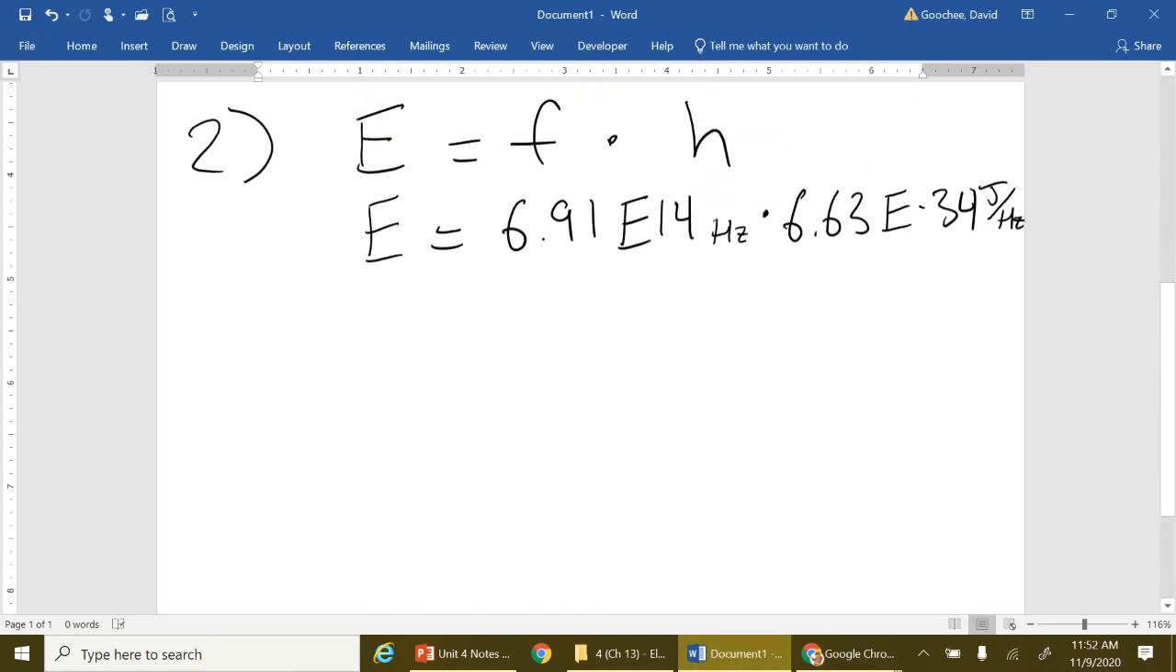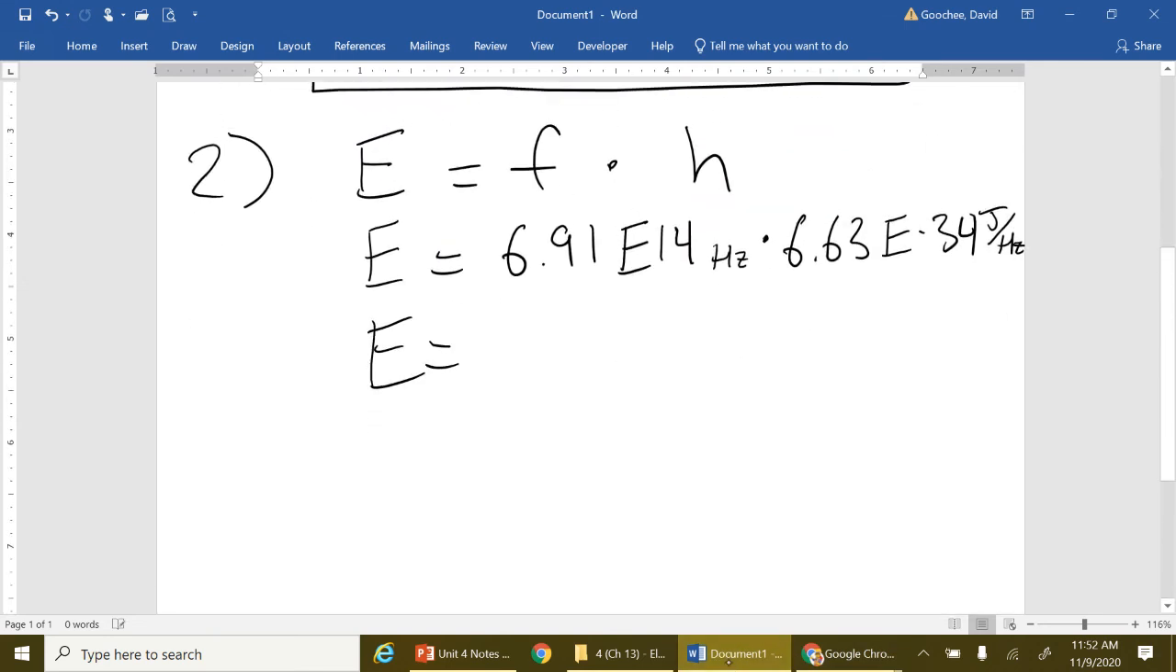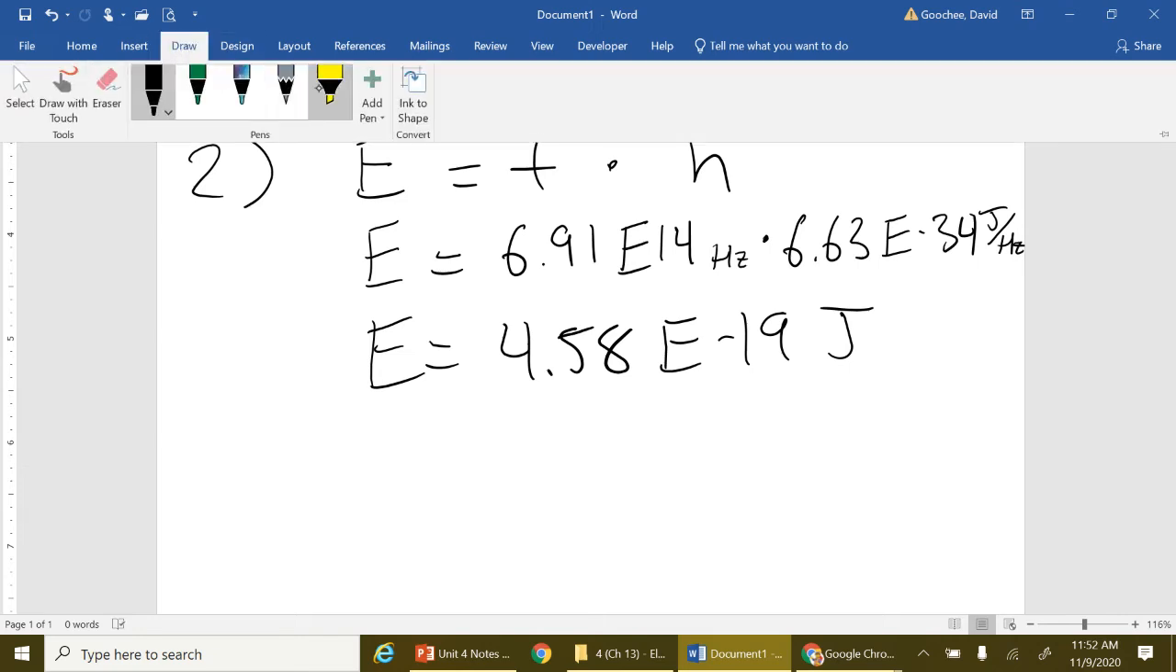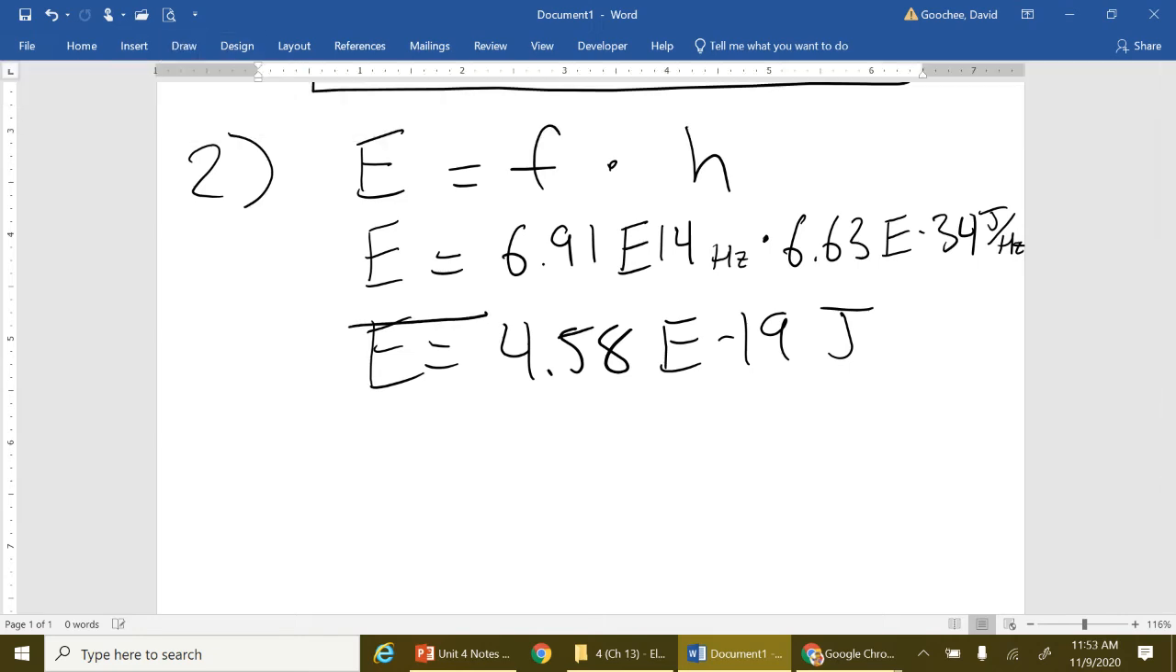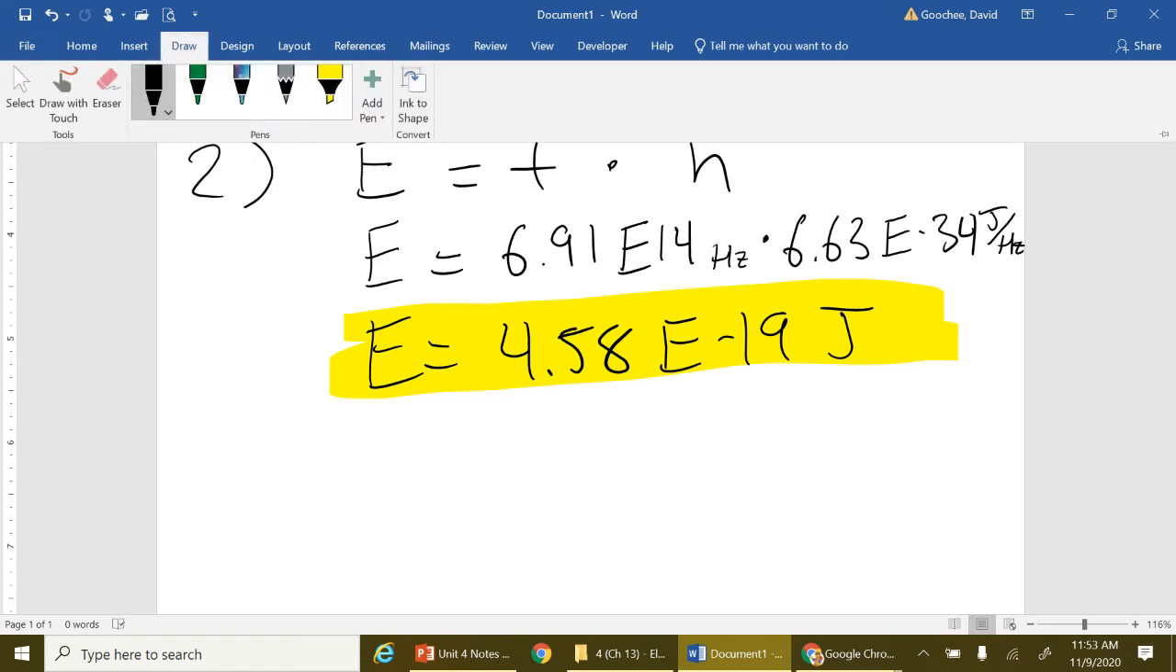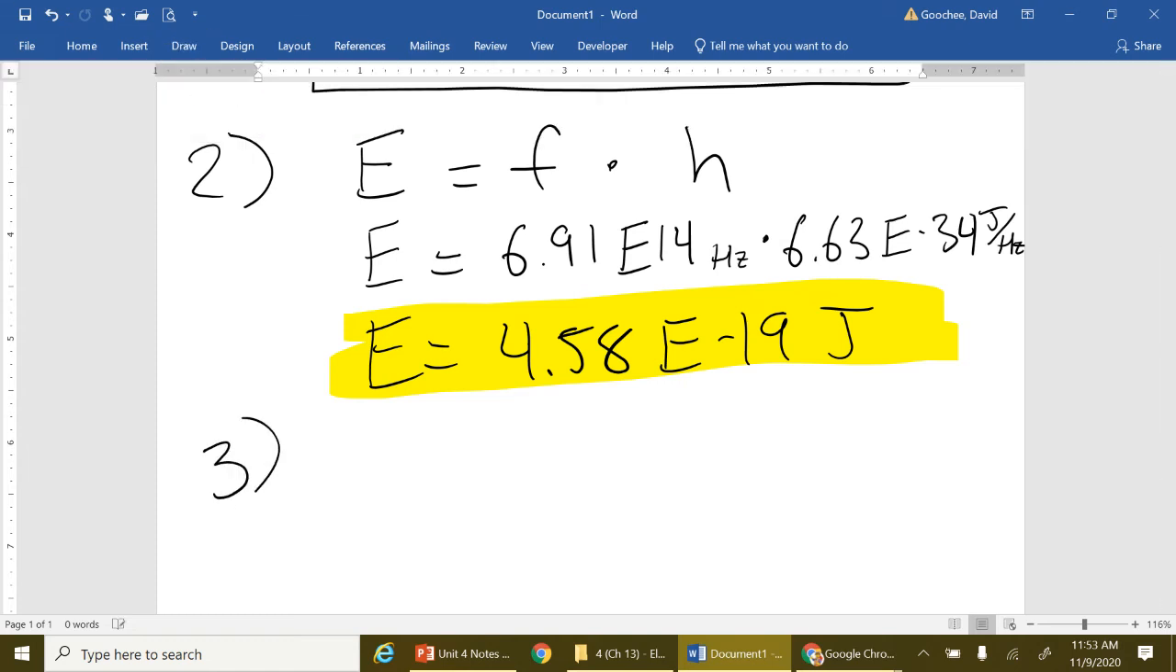The energy here is 4.58 times 10 to the negative 19th joules. Again, a small amount of energy, but this is just the energy that's being released by a single electron that's moving up or down from an excited to a ground state around the nucleus of an atom. Let's try the last one of these first three.